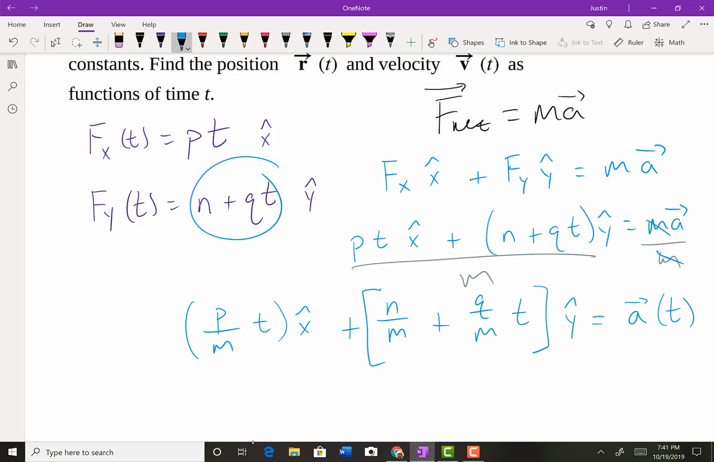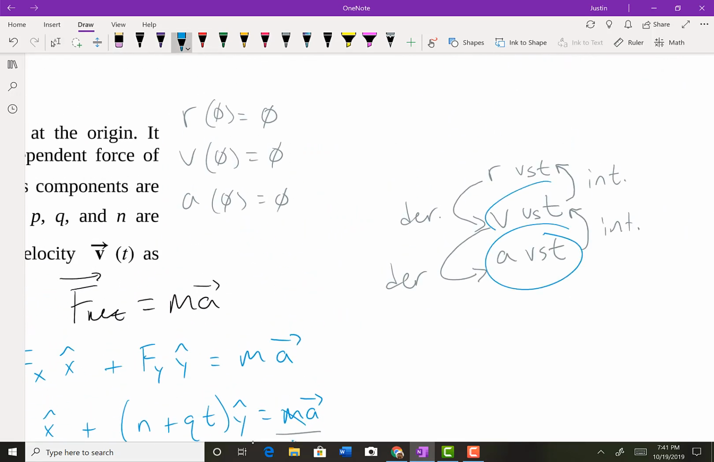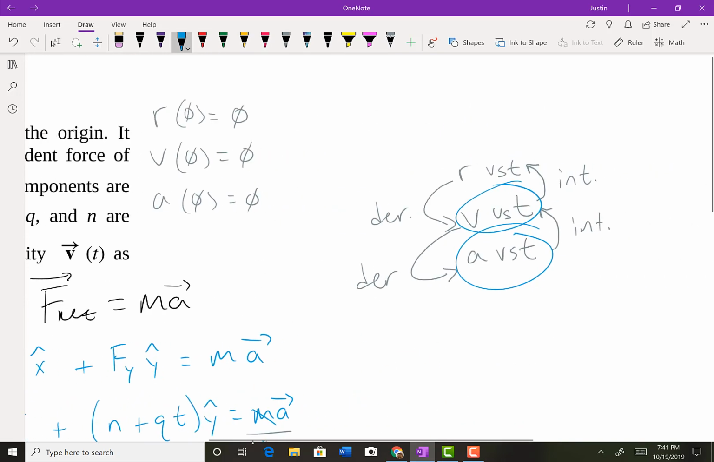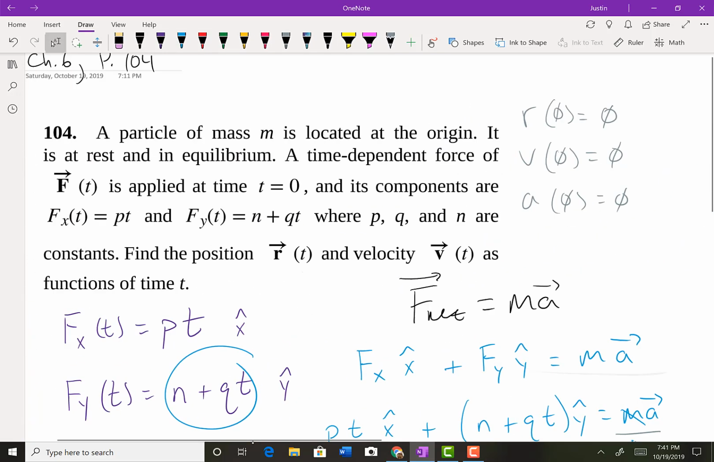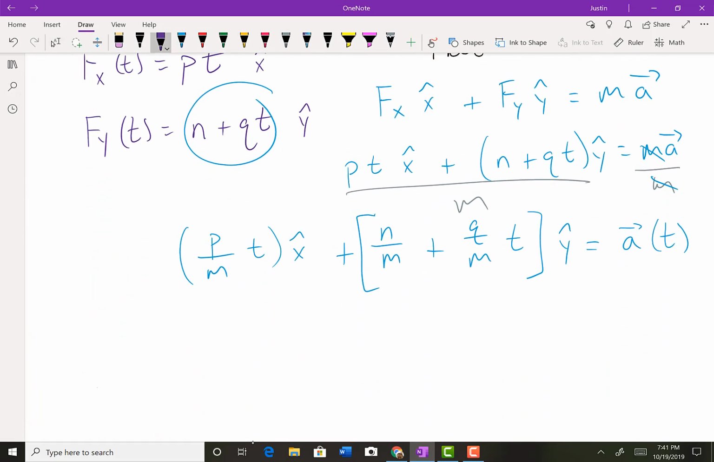All right, and once again, if I know my acceleration as a function of time, to get the velocity, which is one of the things that this problem is asking me, I just need to take the integral. Let's do it. So to get the velocity as a function of time, it's going to be the integral of the acceleration as a function of time dt.